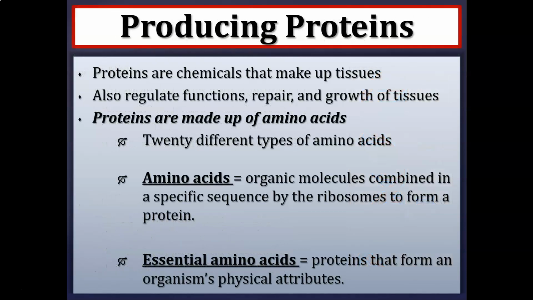All right, let's talk about protein synthesis. So proteins are the chemicals that make up our tissues. They also regulate functions, repair, and they are responsible for the growth of our bodily tissues. Proteins are made up of amino acids. We have 20 different types of amino acids that will combine in various sequences to make specific proteins. So amino acids are organic molecules that combine in a specific sequence read by the ribosomes to form proteins. And essential amino acids are proteins that form an organism's physical attributes. Some of these essential amino acids we must get from our diet.